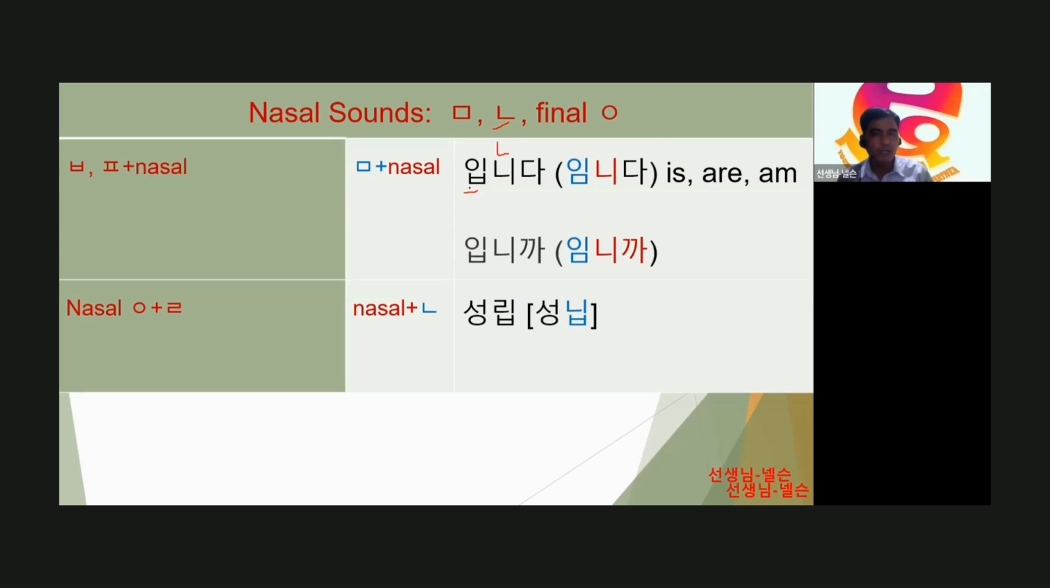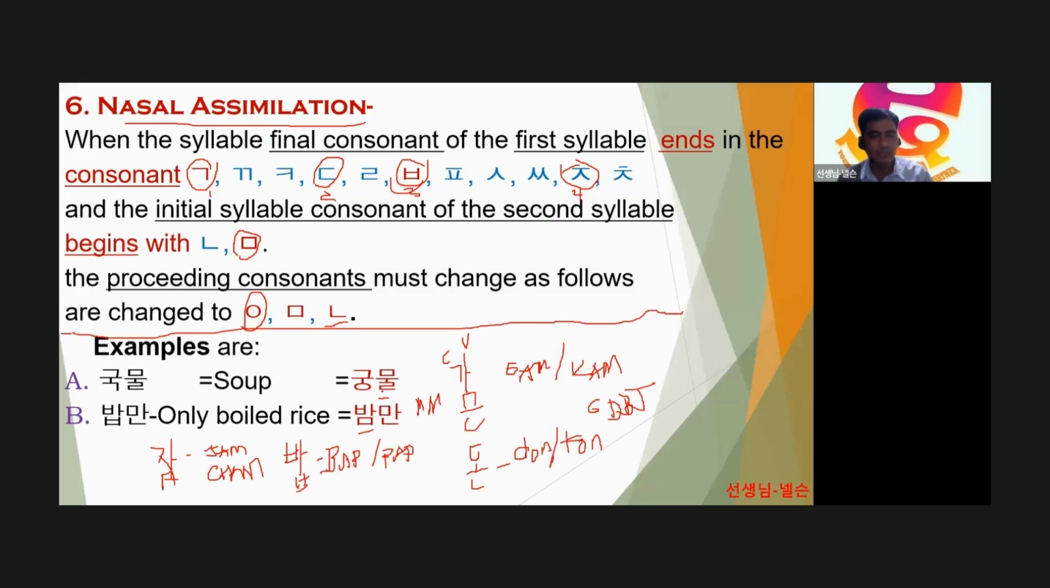So instead of ipnida, the correct pronunciation is imnida. So this is the correct spelling and this is the correct pronunciation. Instead of ipnida, the correct pronunciation is imnida. So please take note, guys, let's go back to 1 and 2. Please take note of that.